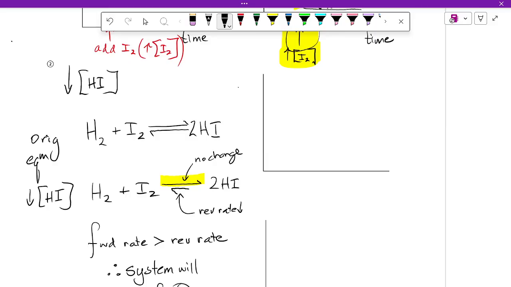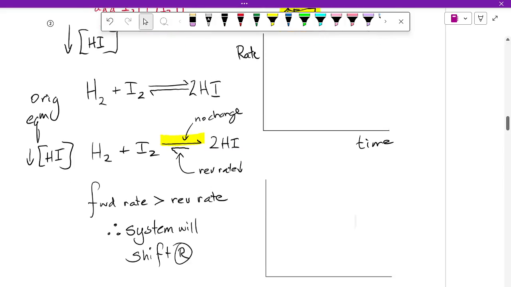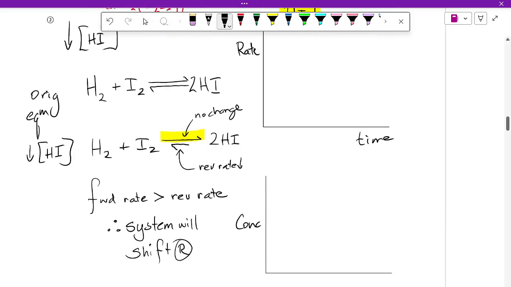See if you can draw the rate diagram and the concentration diagram for this one. I think I'm going to go back to H2 and I2 and HI. H2, I2, HI. Should they meet at this point? Somewhere else is fine.